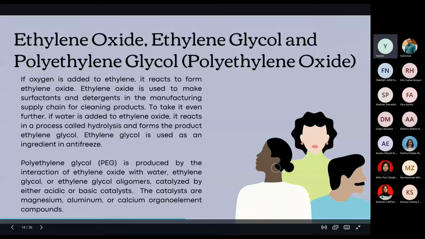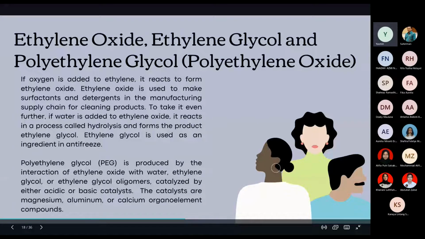Ethylene glycol is used as an ingredient in antifreeze. Polyethylene glycol is produced by the interaction of ethylene oxide with water, ethylene glycol, or ethylene glycol oligomers catalyzed by either acidic or basic catalysts. And the catalysts are magnesium, aluminum, or calcium organoelement compounds.